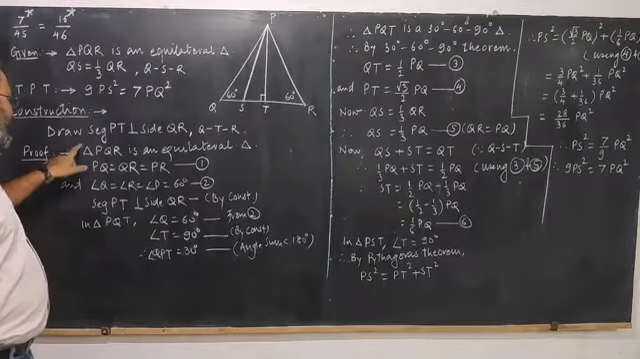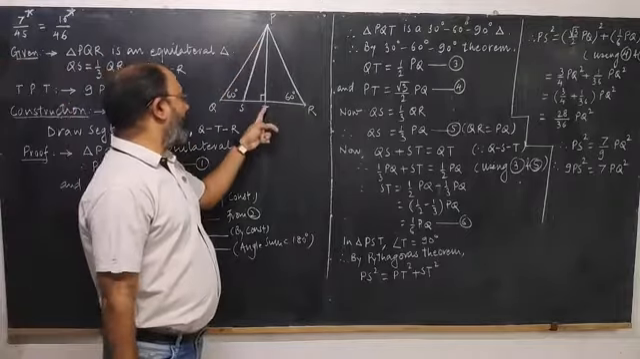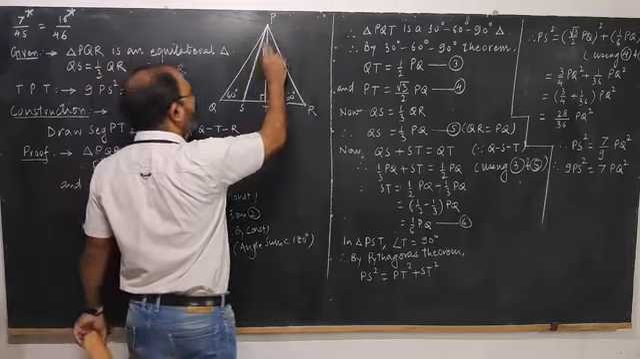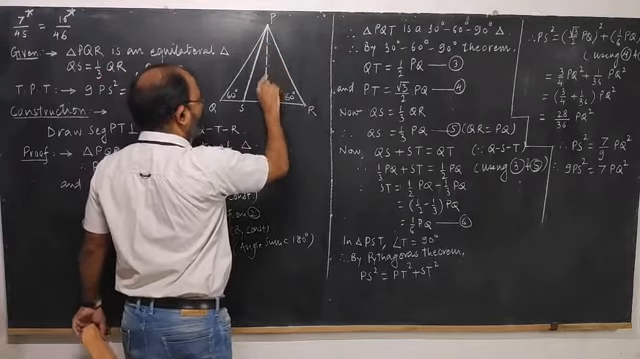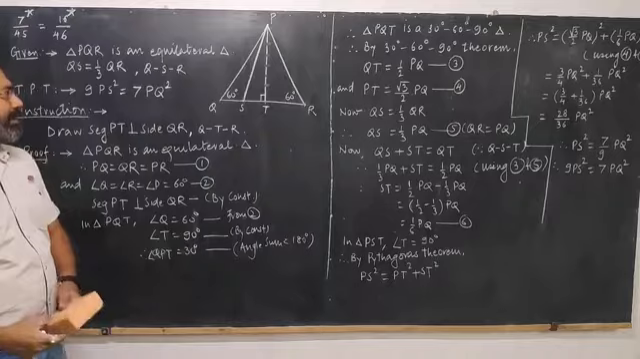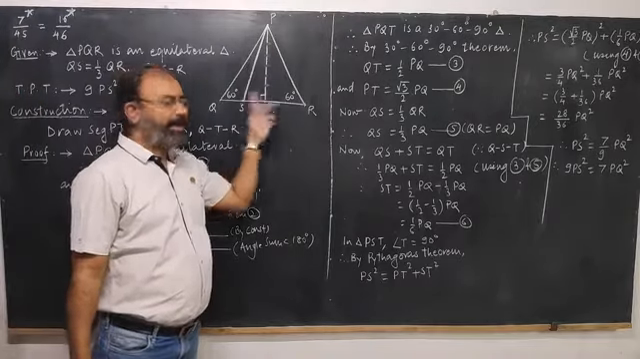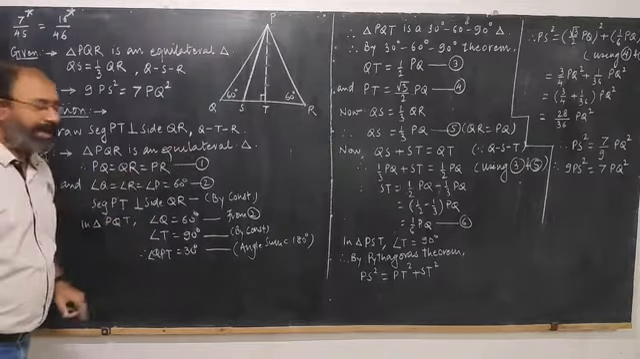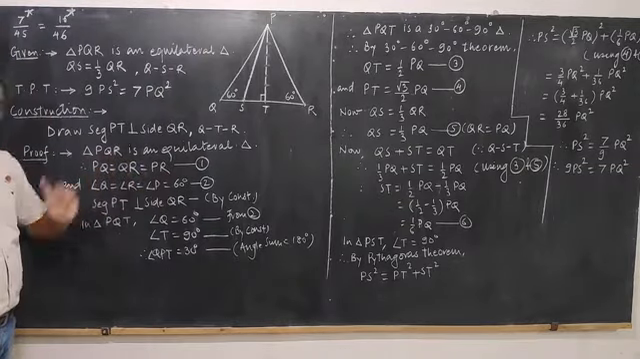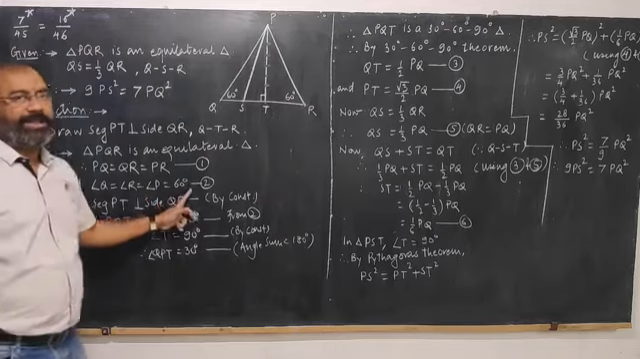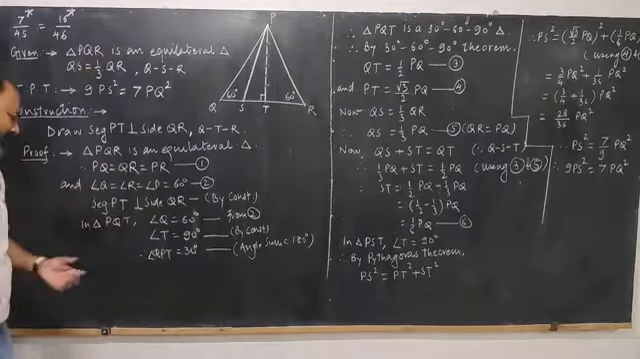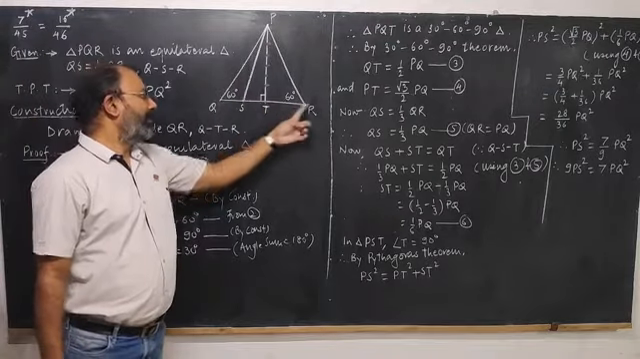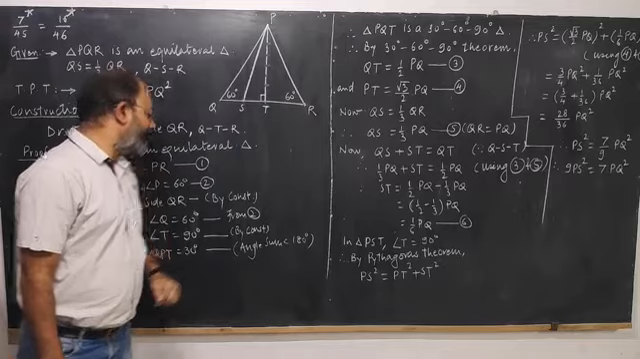For that, we draw one segment perpendicular to side QR. So this is the construction. You can show it by dotted lines also. So segment PT is perpendicular to side QR. Now triangle PQR is an equilateral triangle, so all three sides are equal. All three angles will measure 60 degrees. We all know this information. Segment PT is perpendicular to side QR, that is, this angle is a 90 degree angle.